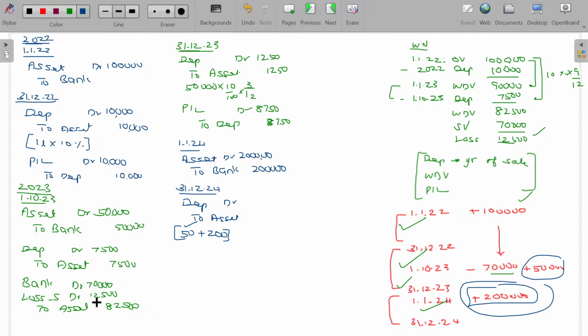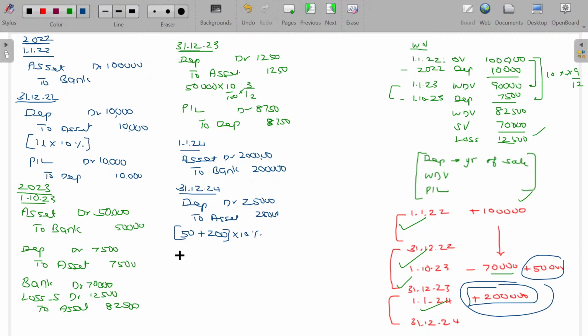This 50,000 worth asset purchased in the prior year, in that year 3 months used, in this year fully used. This 200,000 rupees newly purchased asset, purchased on 1st January 2024 itself, from the 1st January 2024 to the year end, we have the full year. So you have to calculate depreciation for these two fully for the full year at the rate of 10%. Then this value being 25,000 rupees. Is that clear?